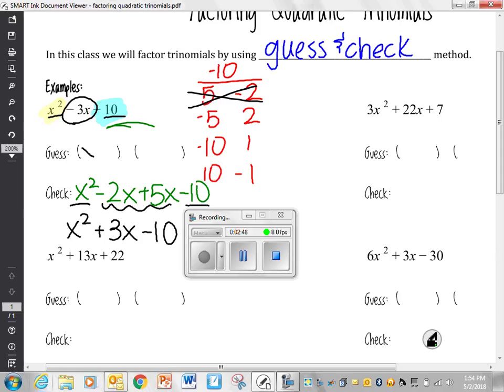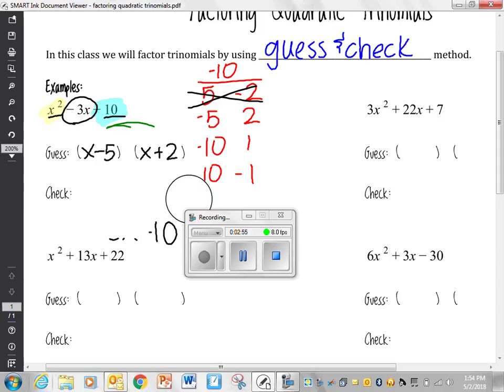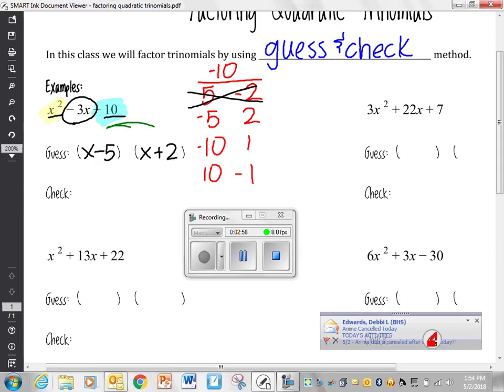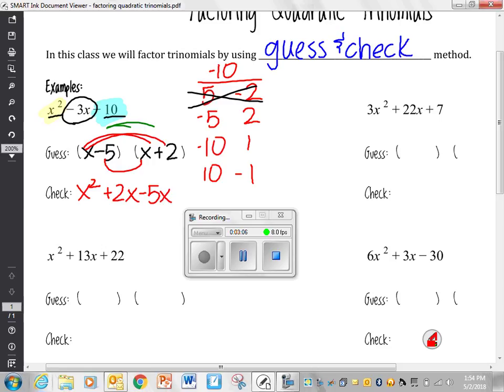So my next one is to do x minus 5, x plus 2, and I'm going to double distribute and check that now. X times x is x squared, x times 2 is 2x, negative 5 times x is negative 5x, minus 10. When I add these two together, I get negative 3x, which is what I want, so that's right. So this right here is the correct factored version of x squared minus 3x minus 10.